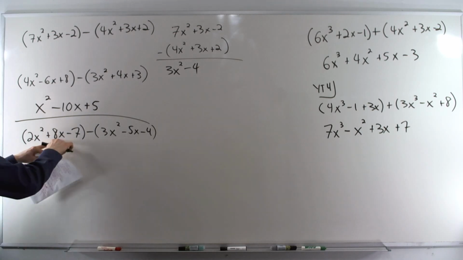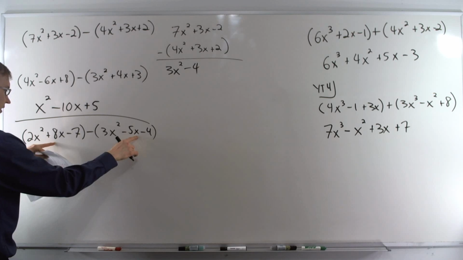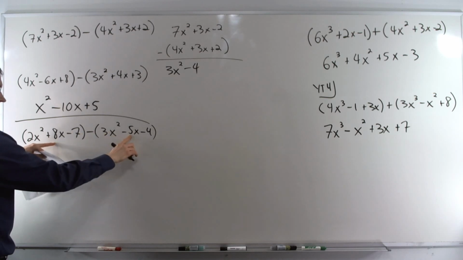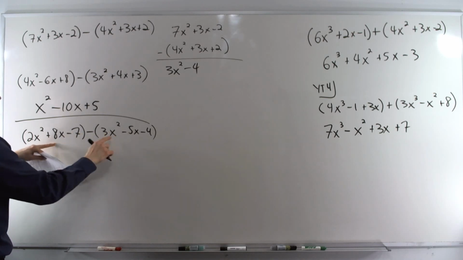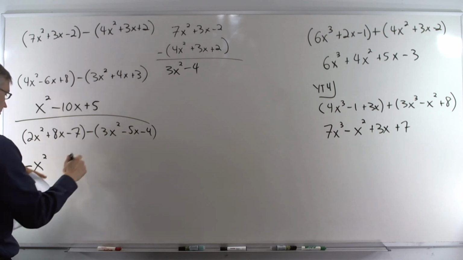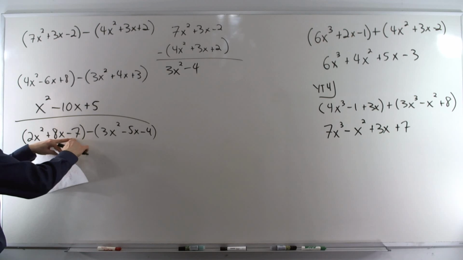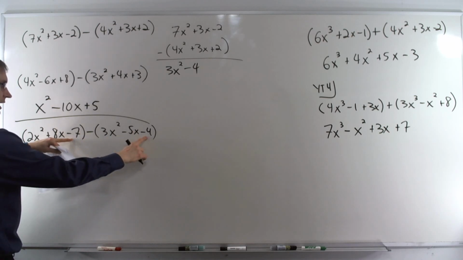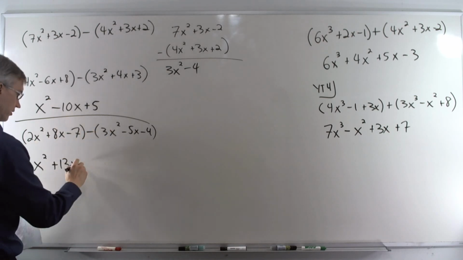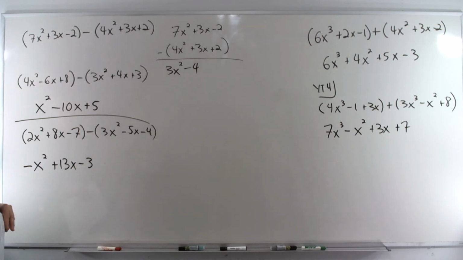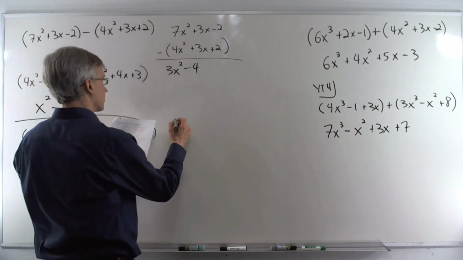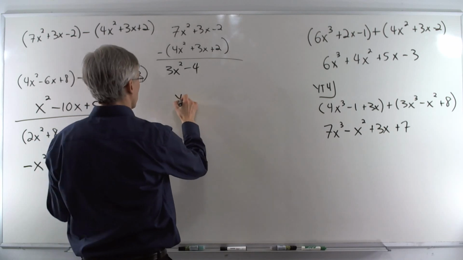And now we're going to do 8x minus negative 5x. Subtracting a negative is like adding a positive, so this becomes 8x plus 5x, or 13x. And next we're going to do negative 7 minus negative 4. That's the same as negative 7 plus 4. Negative 7 plus 4 is negative 3. So that gives us negative x squared plus 13x minus 3. All right, your turn, number 6.